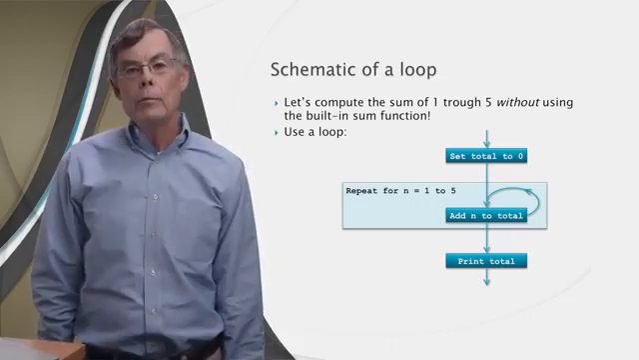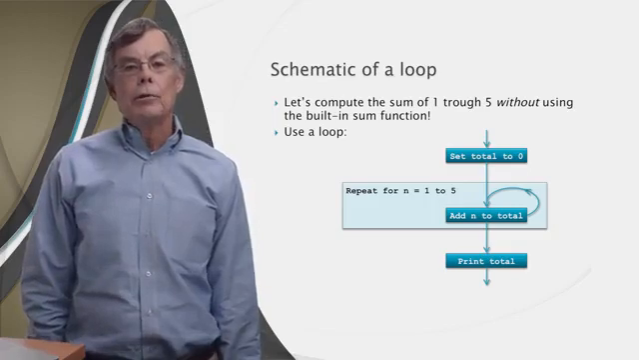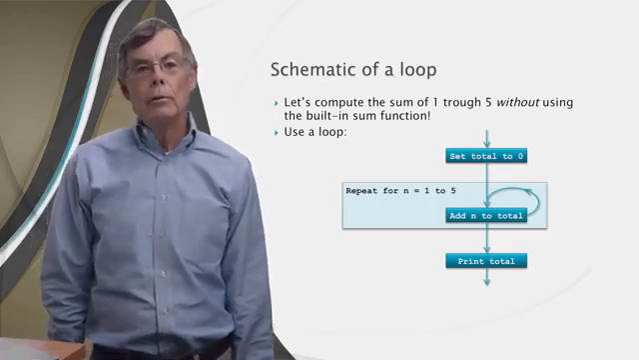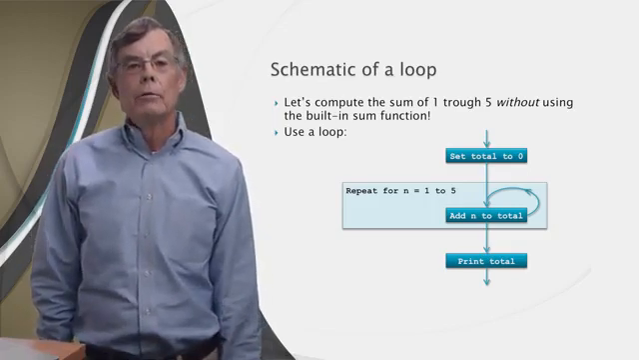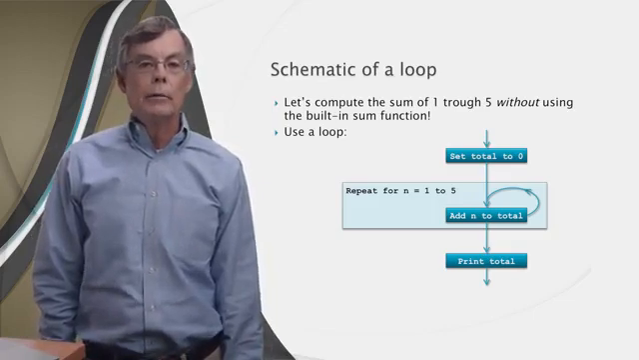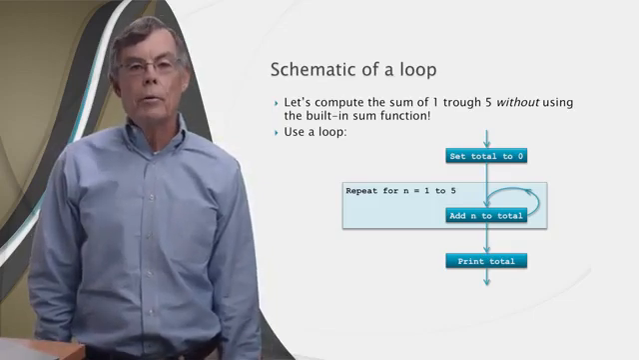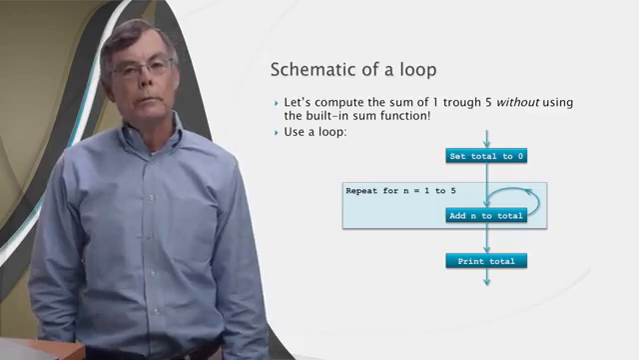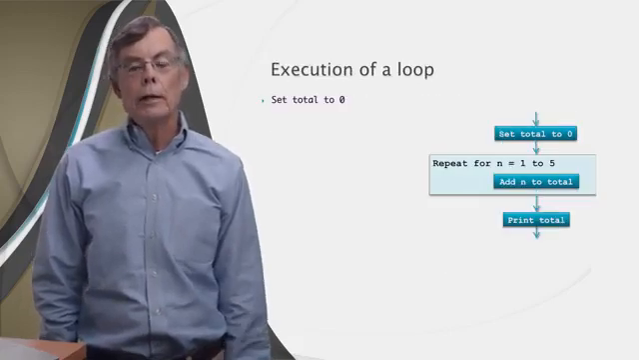Note the curved line with the arrows on it. It shows that after "add n to total" is executed, control circles back and does it again, and it shows why this control construct is called a loop. That little circle looks like a loop.